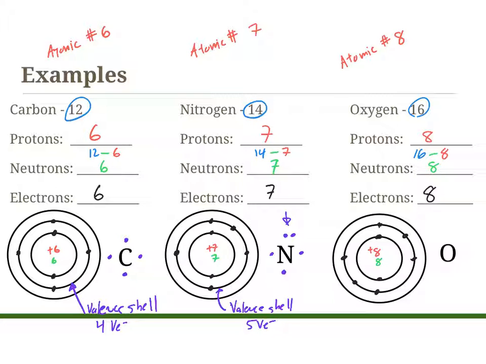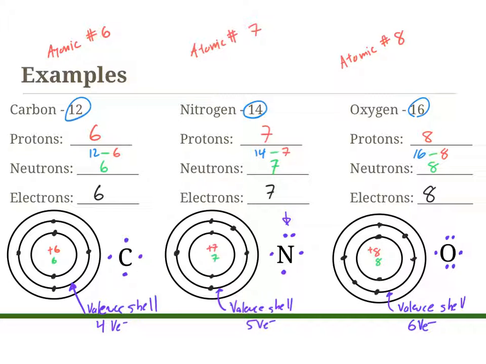And now for oxygen, the valence shell is still this one, and I can see that it has 1, 2, 3, 4, 5, 6 valence electrons. So when I go to draw this structure, I'm going to start on top, 1, 2, 3, 4, 5, 6. So again, I doubled them up after I had 4 electrons spread out as far as I could.